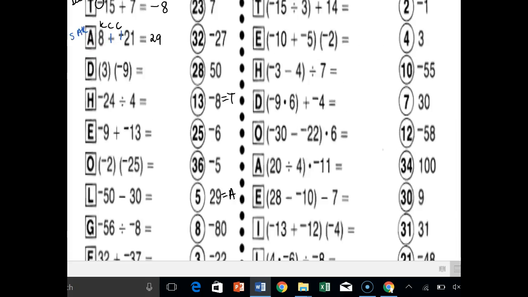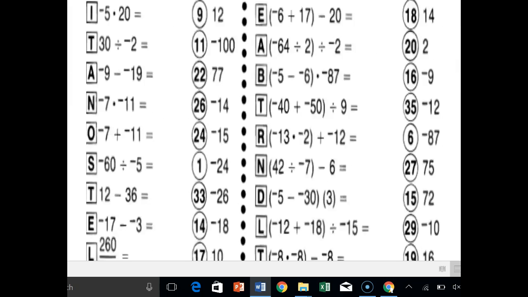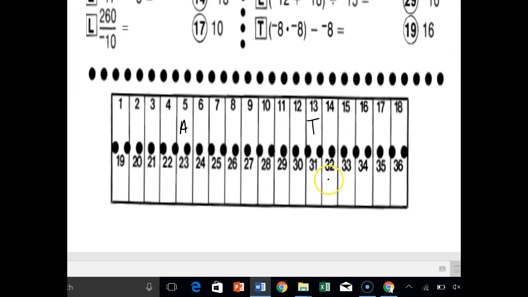All right. Let's go again. 3 times negative 9. That's different signs negative, right? You got to use your multiplication rules because when you have parentheses next to each other, that's another way for you to say multiplication. That is not 3 minus 9, that's 3 times negative 9. So different signs negative, that is a negative 27. So look for negative 27, that's 32. Say, hey, that's D. On 32, you want to put the letter D.